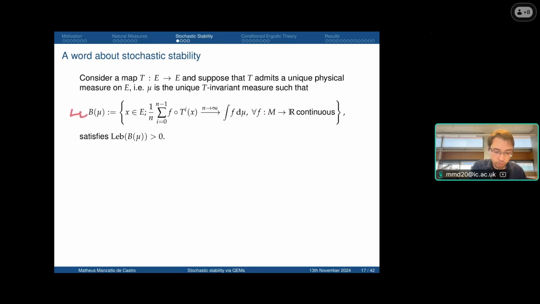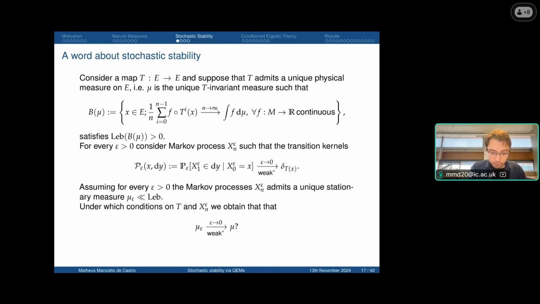That means that when I look at the basin of attraction, the Lebesgue measure of the basin of attraction is greater than 0, okay? So one way of trying to study stochastic stability is, suppose that now I take some epsilon greater than 0, and I take a family of Markov chains such that, when I look at the transition kernel of these Markov chains, as epsilon goes to 0 you are converging weakly to the Dirac measure of T of X. So that's what I meant by X_n^epsilon being close to the map T.